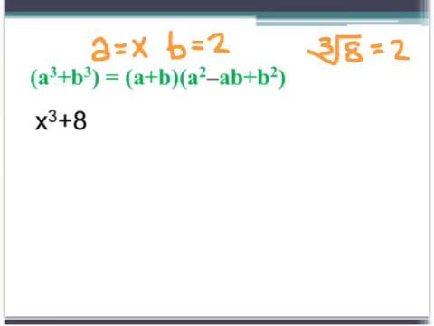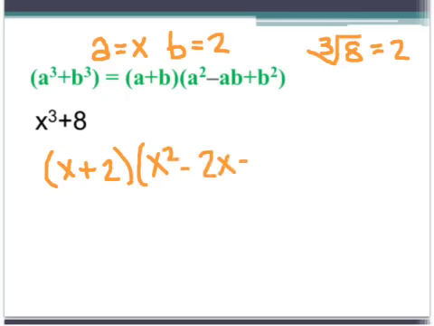And now we're just plugging into the formula. So I have x plus 2 times x squared. Now a times b, so that's minus 2x, plus, and then I have to do b squared, so that's 2 squared, which is 4. Okay, let's just double check. These need to be opposite signs, so plus minus. This is a plus because I started out with a plus here. And then this is the square of this, this is the square of this, and this is these two multiplied together. So hooray, that's it.